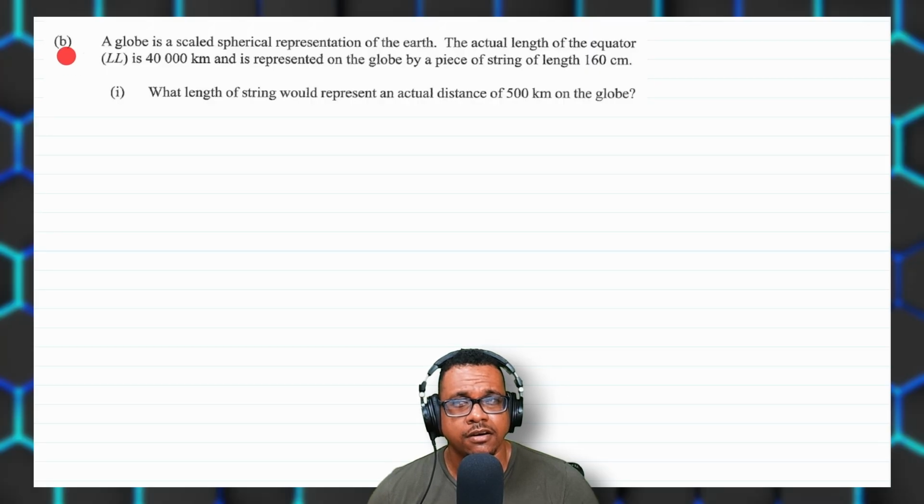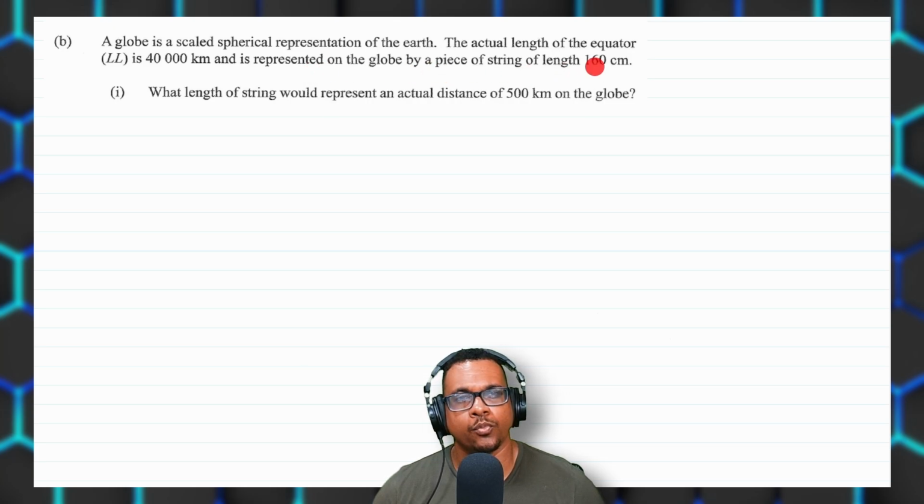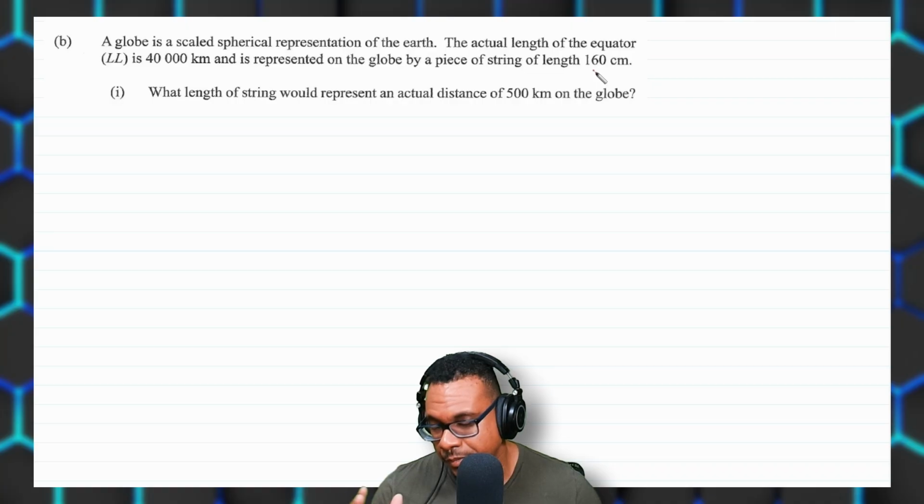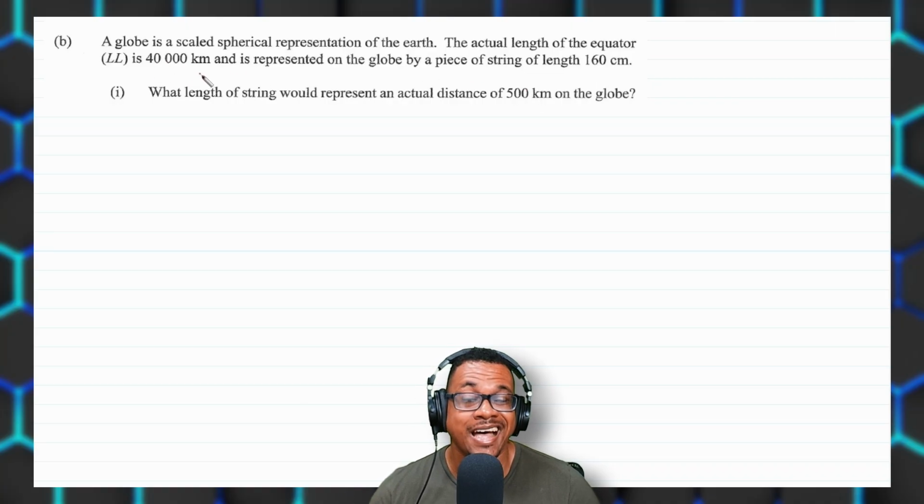Alright, so moving on to part B of this question 6, we have a globe is a scaled spherical representation of the Earth. The actual length of the equator is 40,000 kilometers and is represented on the globe by a piece of string length 160 centimeters. So basically we have a globe, representing the Earth, and 160 centimeters on that globe, like a map. Okay, so 160 centimeters on this map is 40,000 kilometers actual distance, okay? So this is what we're going to be working with, and I want to know what length of string would represent an actual distance of 500 kilometers.